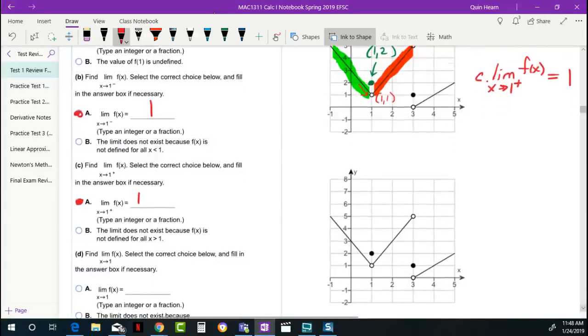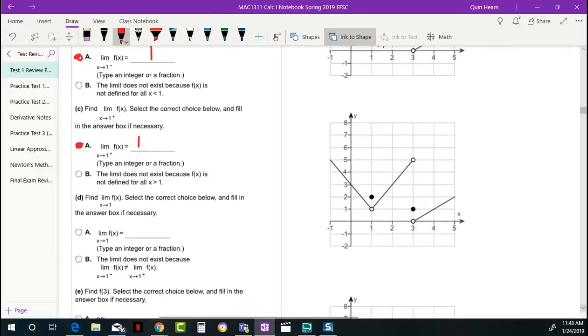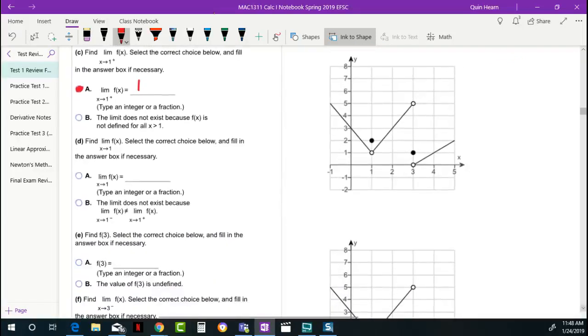Okay, now I have another copy of the same function down here so we can keep looking at it. All right, so for part D, then what's the limit as x approaches 1? Well, we already observed that from the left and from the right, this is headed towards the same y value 1. So the overall limit must also be 1.